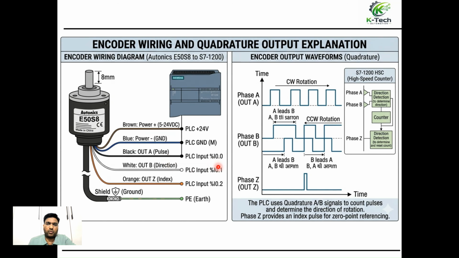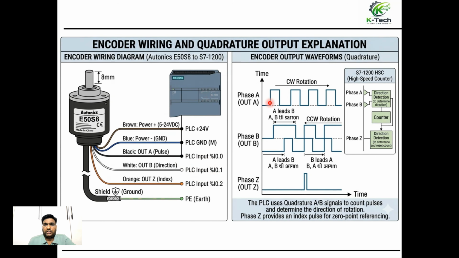So two inputs are okay for input pulses, but if you want to use this pin for every rotation, this pin output is the Z output. Z output means whenever the encoder completes one revolution, at that time this pin will give an output. So every revolution we can monitor using this pulse. If you require it you can take it, otherwise not required. So PLC input I0.0 and then PLC input I0.1, these pins we need to configure in the PLC.